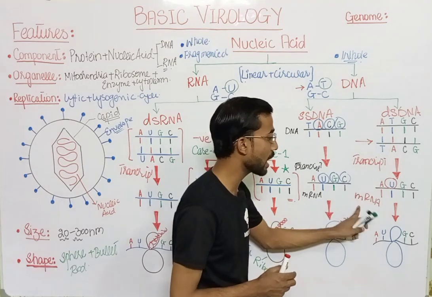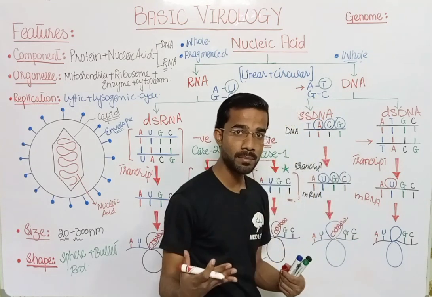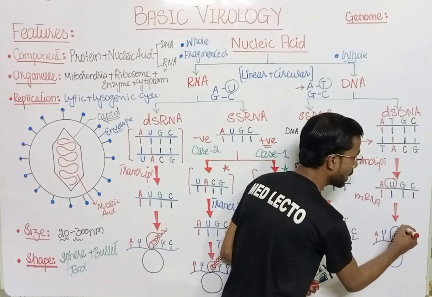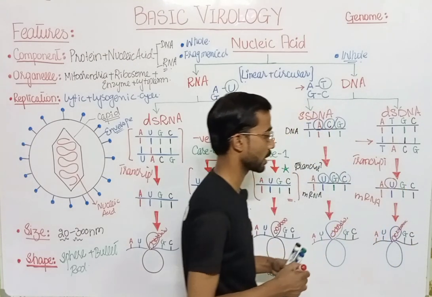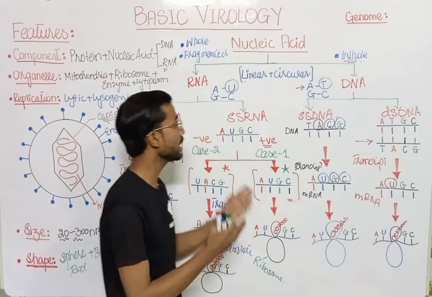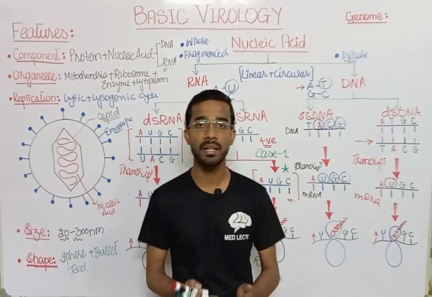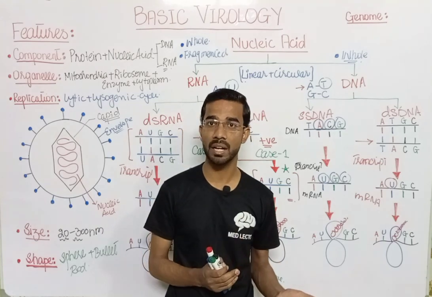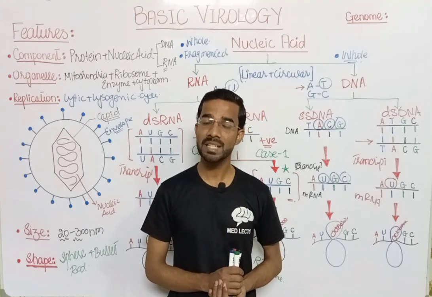Now, this messenger RNA goes to the ribosomes. And over the ribosome, you will see the formation of the protein by the translation process. So, this is all about single-stranded and double-stranded RNA and DNA, positive sense and negative sense RNA. This is all about the basic features of the viruses.